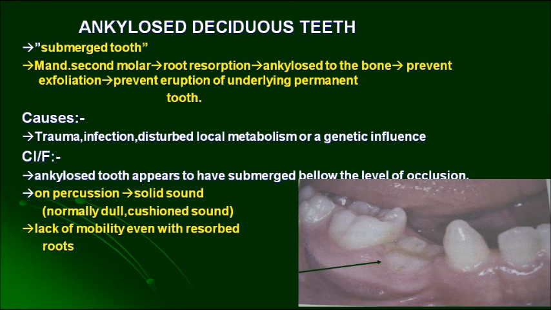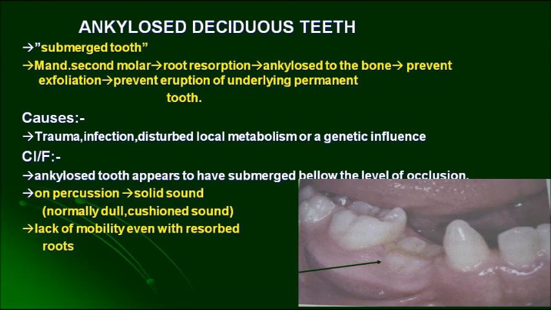Okay, and this will in turn affect what? This will in turn affect the eruption of underlying permanent tooth. So that is the difference. So how do you make out clinically, how do you make out the ankylosis? So when you do a tendron percussion, okay, TOP with a mouth mirror, okay, what happens? You can hear a solid sound. In case of an ankylosed tooth, you can hear a solid sound because it is ankylosed to the underlying bone.